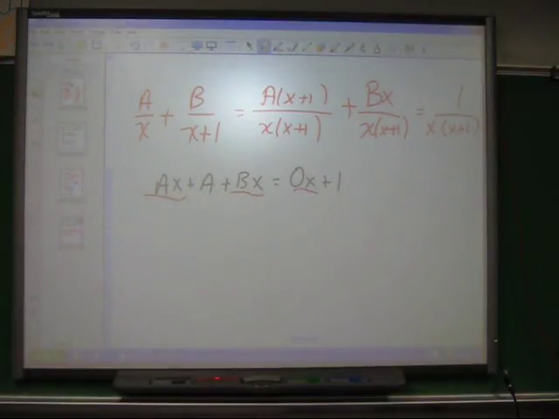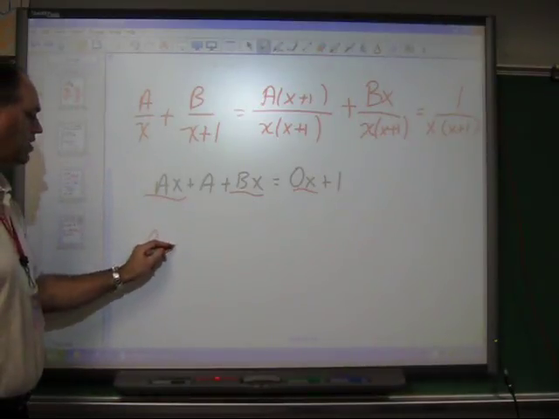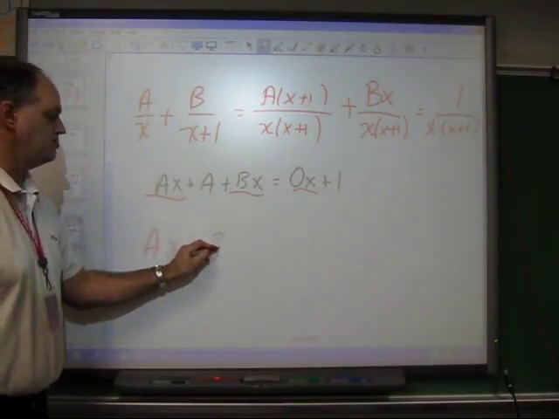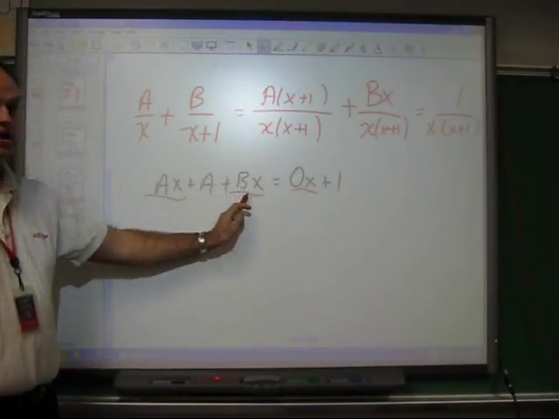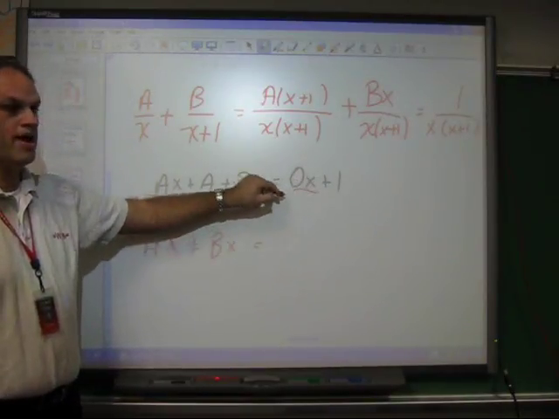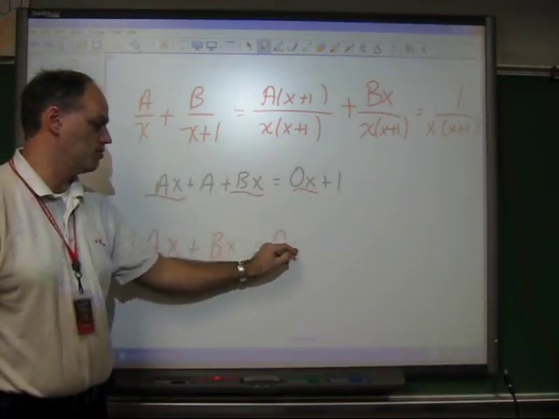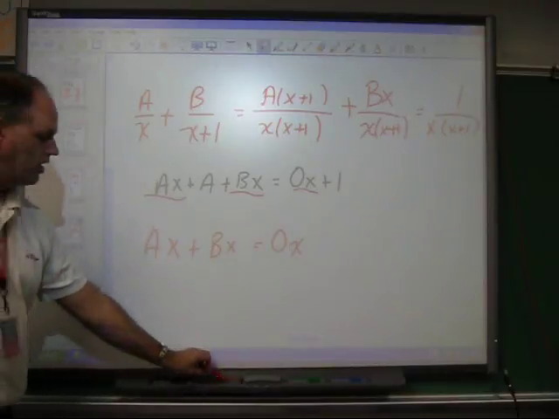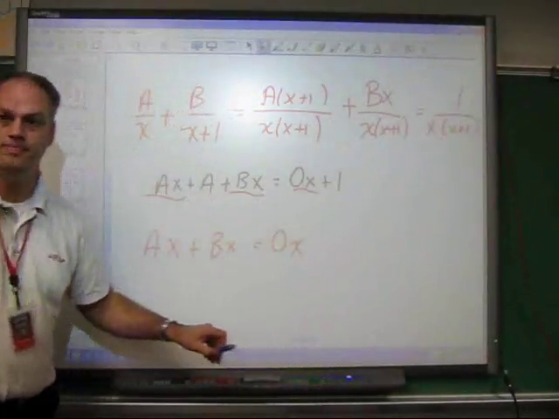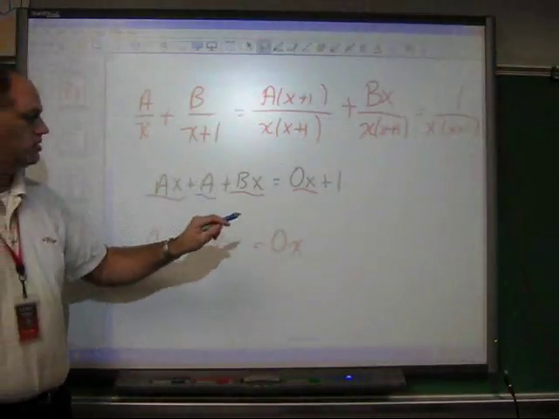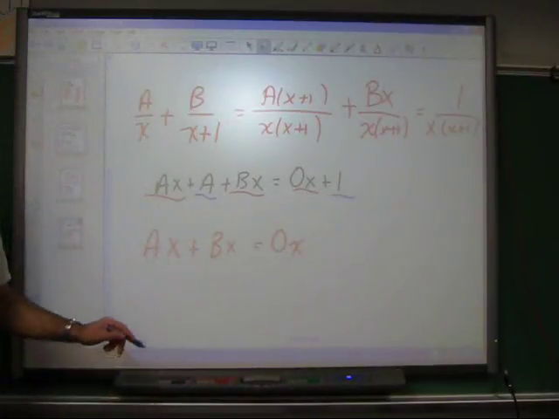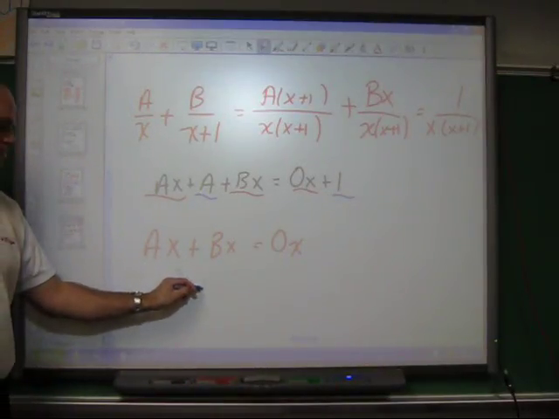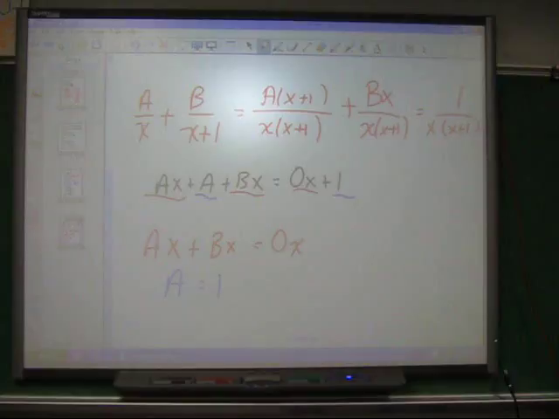Are those all like terms? Add them. So we have an equation of Ax plus Bx from this side, and that has to equal the same x term on the other side. The A is just a constant number, so that constant matches up with that constant. Conveniently enough, A equals 1.